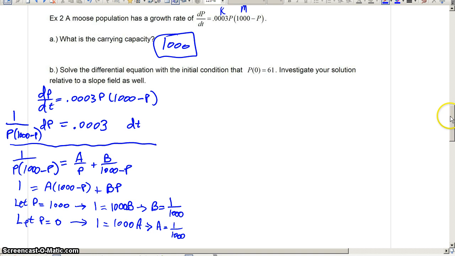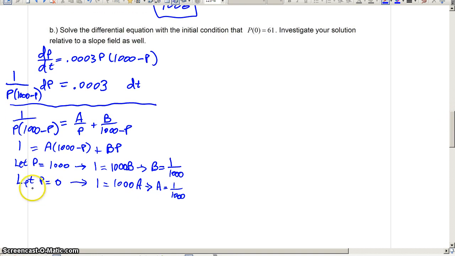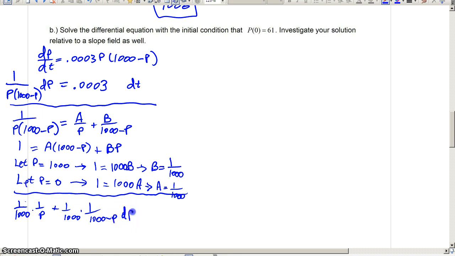So really we're running out of time at this point, but if I may, I'm going to come back and just real quickly rewrite that left-hand side now as 1 over 1,000 times 1 over P. That's your A all over P, plus 1 over 1,000 times 1 over 1,000 minus P. So that's like your A over P and your B all over 1,000 minus P. And of course we have this as our dP. We have 0.0003 dt.